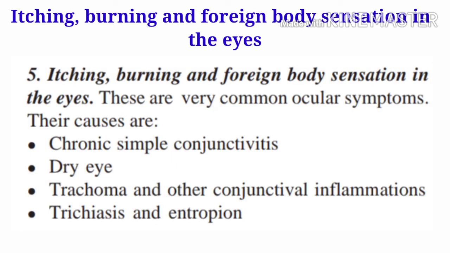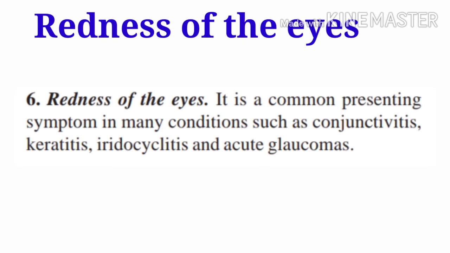Next symptoms are itching, burning, and foreign body sensation in the eyes. These are very common ocular symptoms. Their causes are chronic simple conjunctivitis, dry eye, trachoma, trichiasis, and entropion. Next symptom is redness of the eye. It is a common presenting symptom in many conditions such as conjunctivitis, keratitis, iridocyclitis, and acute glaucoma.